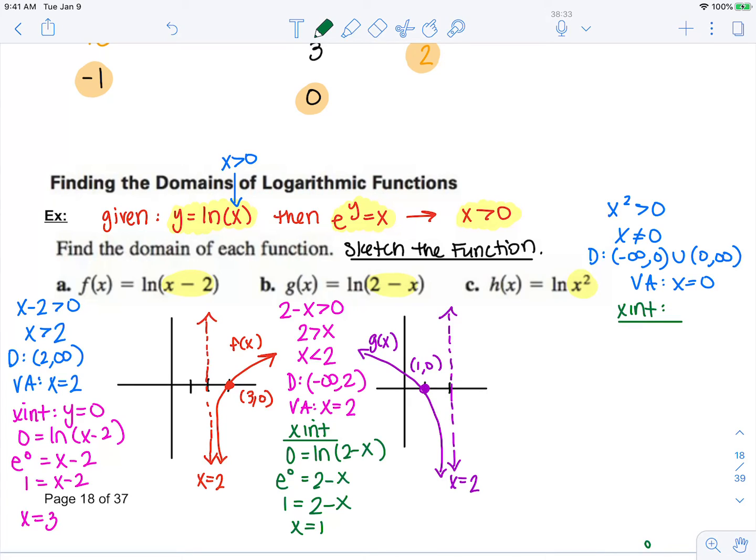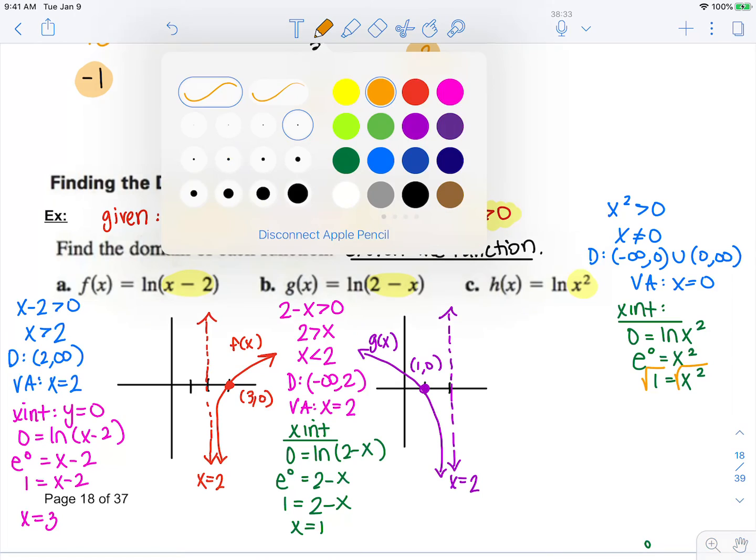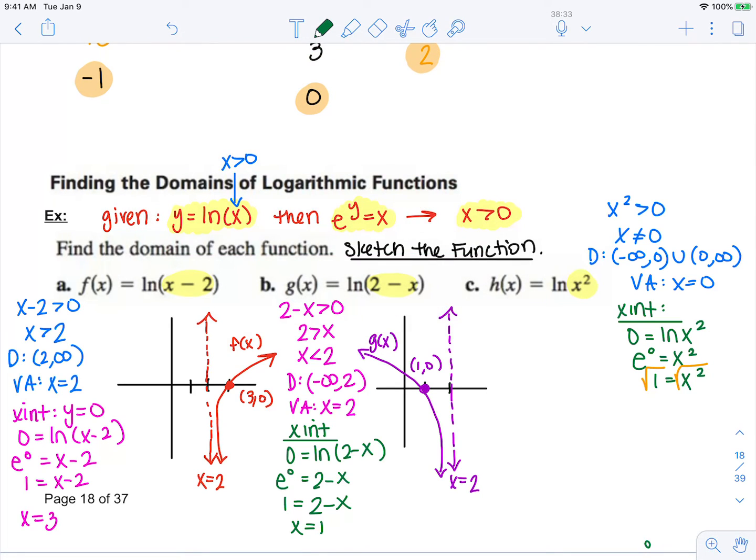That means y is 0. So 0 equals ln of x squared. Ln is log base e, so if I write this in exponential form, e to the 0 equals x squared, or 1 equals x squared. I could square root both sides now, and I'll have x equals positive or negative 1. So now I have two x-intercepts here.